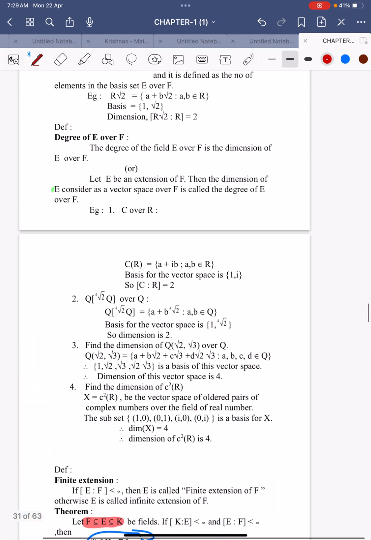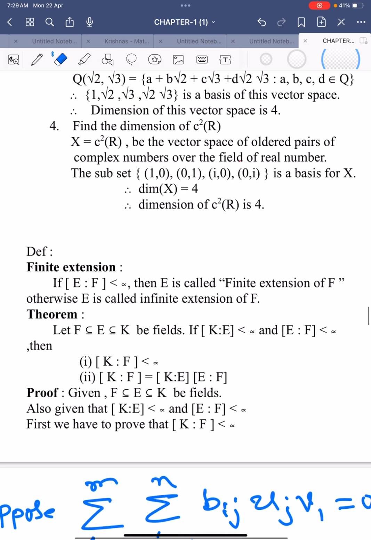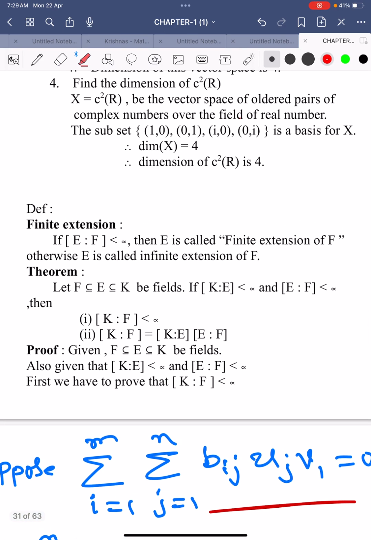And remember, this theorem is also useful as a property of extension fields. Let us see the statement again and we conclude our proof. Suppose E is a subset of K, all fields, and if the dimension of K over E is less than infinity and the dimension of E over F is less than infinity, then the dimension of K over F is less than infinity and the dimension of K over F is equal to the dimension of K over E into the dimension of E over F. This completes the proof of our theorem.